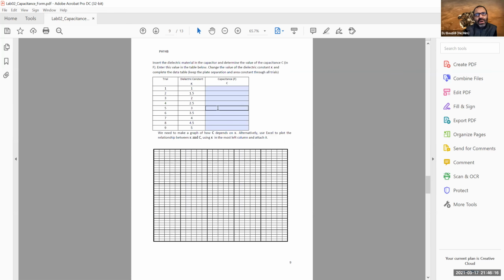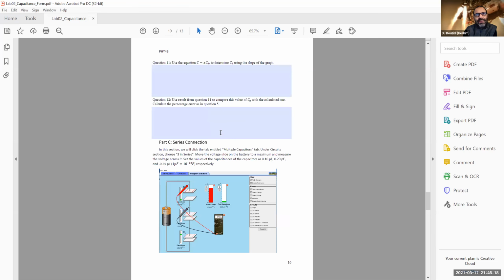Once you have this C naught, you're going to, again, draw this graph, come back to this question, and basically find the value of C naught. And again, from the results of 11 and C naught, compare the two, and do they agree or is there a discrepancy between them.